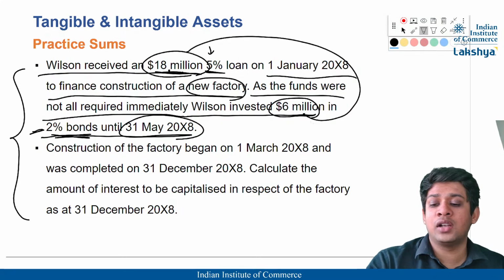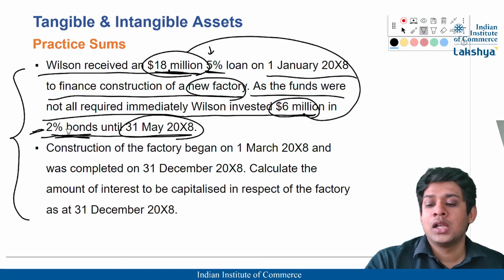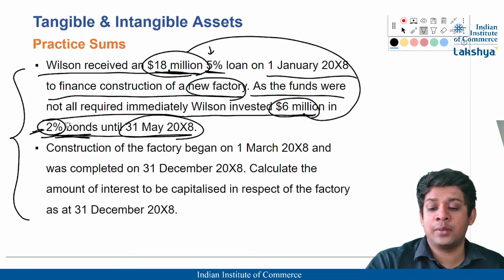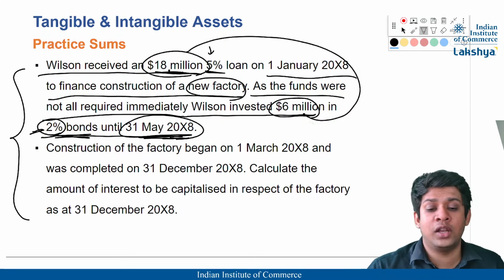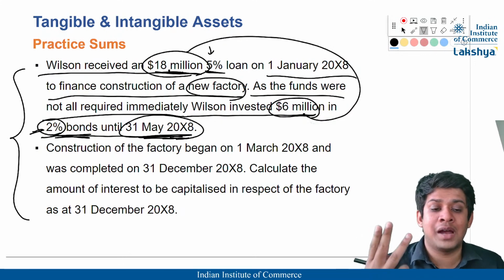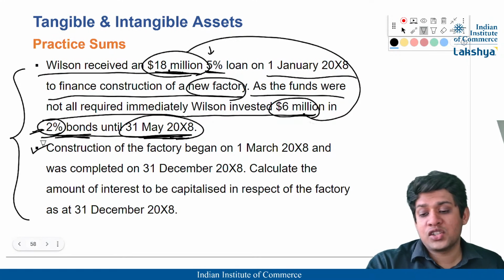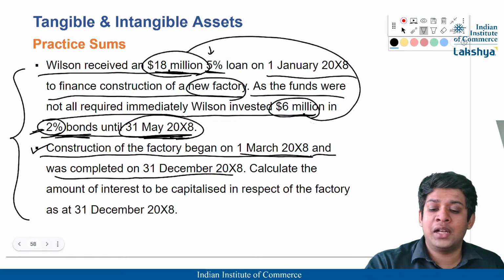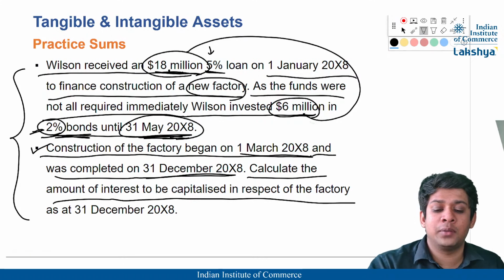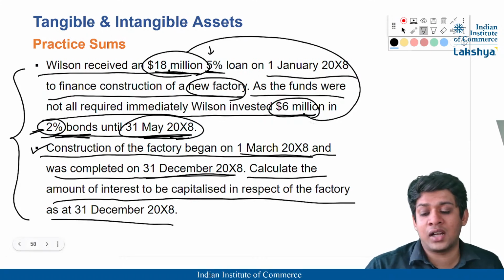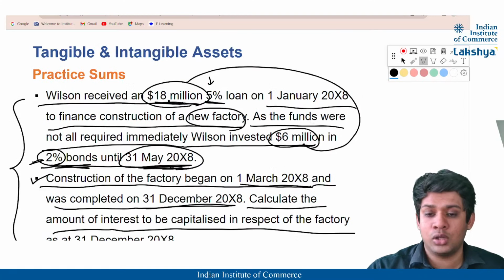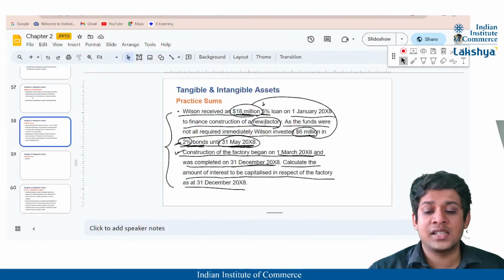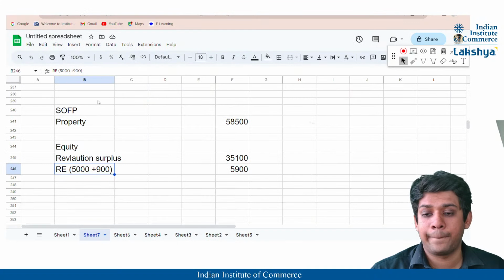So on that he will receive interest income because he has invested, right? 2% is the interest income that he will receive, but that is up till 31st May 2018. That means he invested only for 5 months: January, February, March, April, and May. Construction of the factory began on 1st March 2018 and was completed on 31st December 2018. You have to calculate the amount of interest to be capitalized in respect of the factory as at 31st December 2018. So let us get started on how we are supposed to solve this sum.